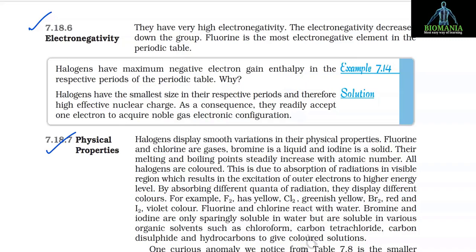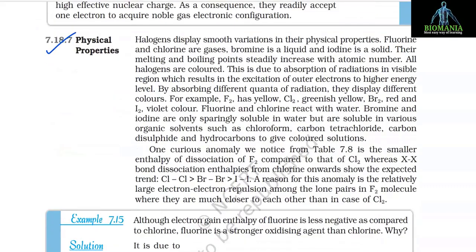7.18.7 Physical properties. Halogens display smooth variation in their physical properties. Fluorine and chlorine are gases, bromine is a liquid and iodine is a solid. Their melting and boiling points steadily increase with atomic number. All halogens are colored. This is due to absorption of radiations in the visible region, which results in the excitation of outer electrons to higher energy levels. By absorbing different quanta of radiation, they display different colors. For example, F2 is yellow, Cl2 greenish yellow, Br2 red and I2 violet.